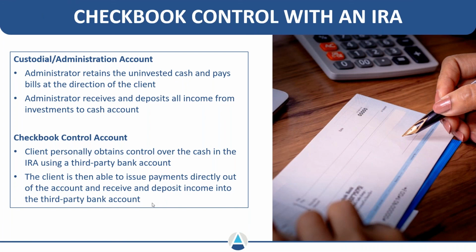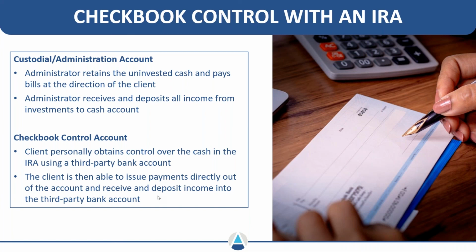Now, a lot of people say, well, I like to structure this through an LLC. How does that necessarily work? A lot of people like to call that checkbook control. And there are a few differences that need to be understood between checkbook control with an IRA versus non-checkbook control, so doing it directly just through the custodian. The custodial administrator account means that the administrator, Advanta, is going to retain all uninvested cash, pay all the bills at the direction of the client, and administer and receive all income and deposits, whether that's the sale proceeds, rental income, and the like.